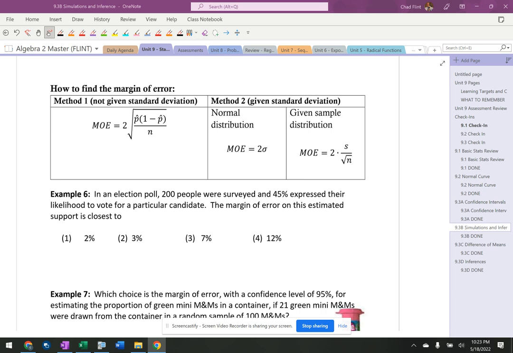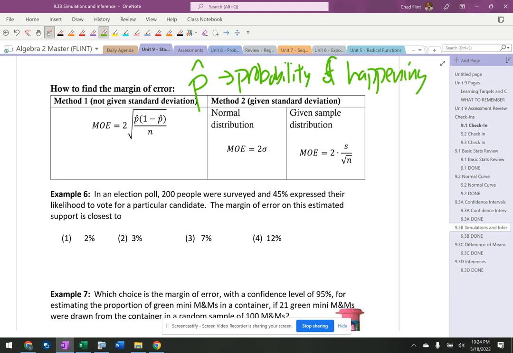All right. So the margin of error, if you don't know the standard deviation, is you can take the probability. So p with a little hat on top of it. Let me see if I can write that legibly. P hat is the probability that it happens. Okay. So that's what we've got there. So I put this little thing together to tell me the margin of error. We already know this.